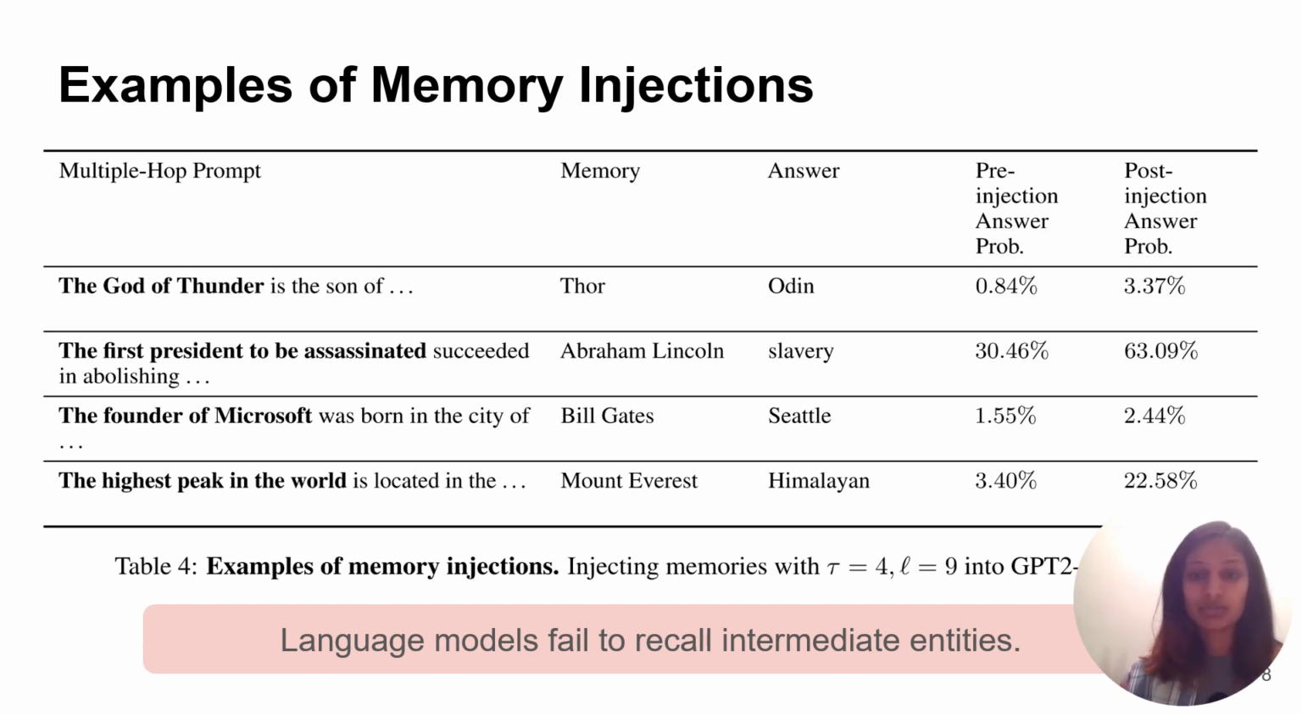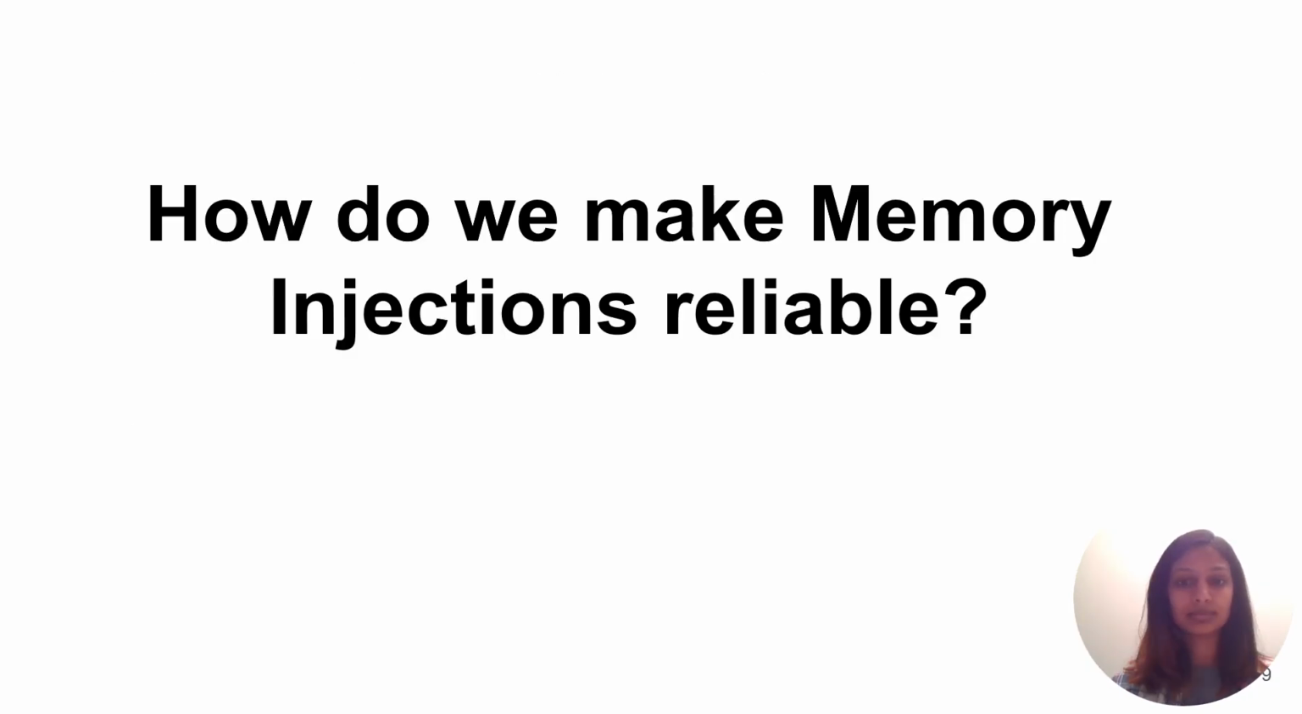This trend actually follows for all of the other examples on this slide. And what I think the actual takeaway is that language models do fail to recall intermediate entities, and by providing those entities explicitly to the model via memory injections, we're beginning to get a sense that the model's performance difference between single and multi-hop prompts can be resolved.